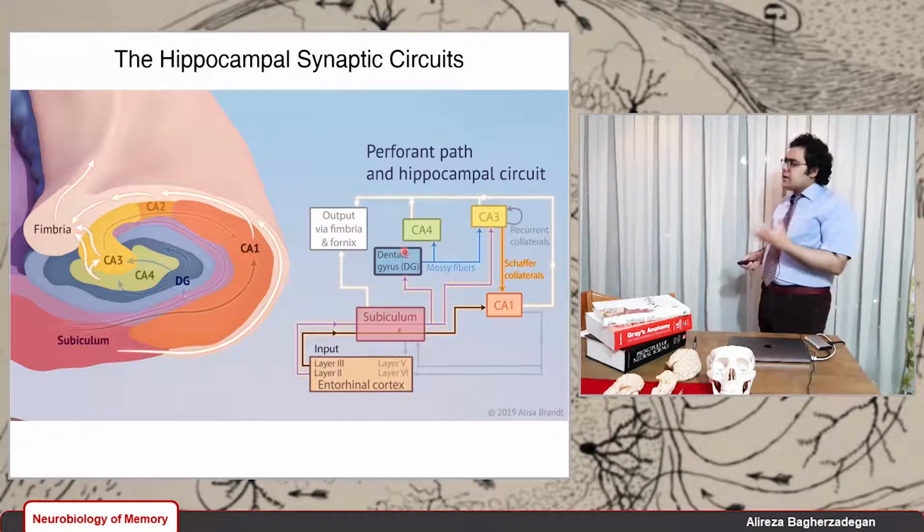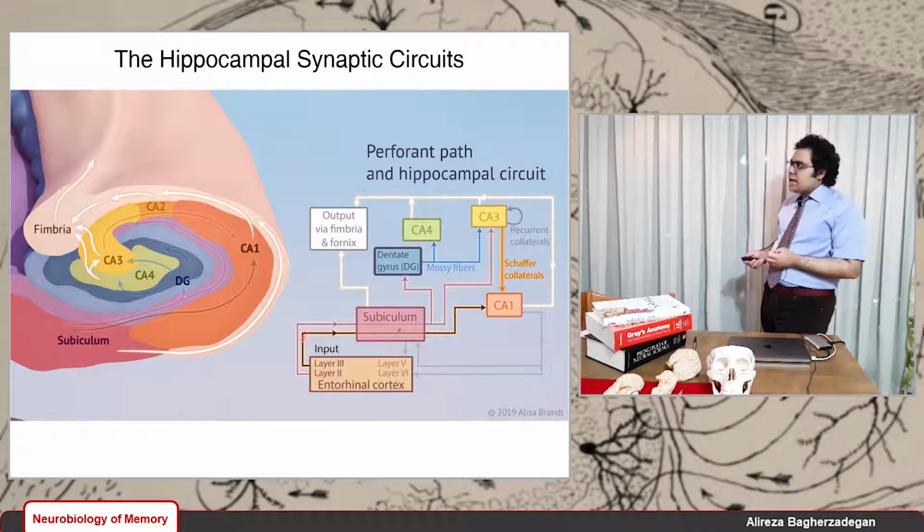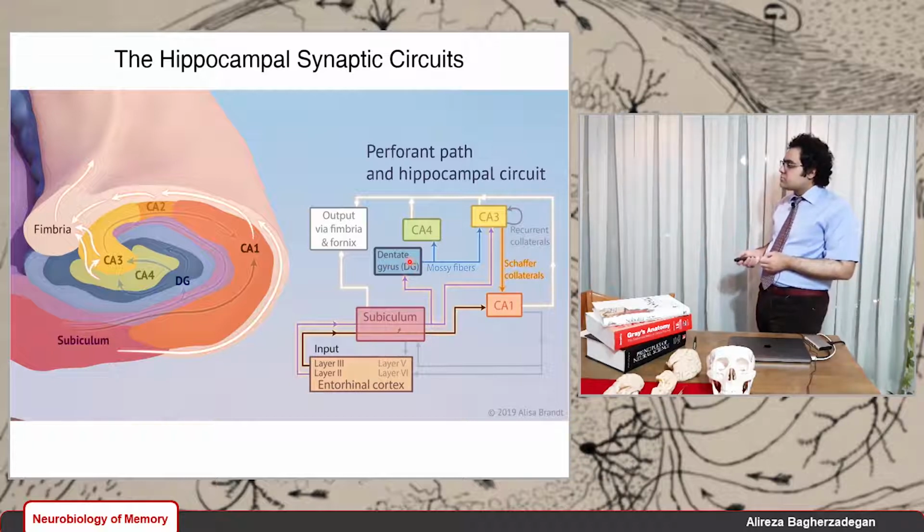This is the same synaptic pathway or circuit that I showed you. So from layer 3, we have a direct connection to CA1 from entorhinal cortex. From layer 2, we have connection to the subiculum, and then we go to the dentate gyrus. Sometimes subiculum directly contacts the CA3 area, but from the dentate gyrus, via the Mossy fiber, we connect to the CA4 area and CA3. There are some recurrent collaterals or feedback connections in CA3 area.